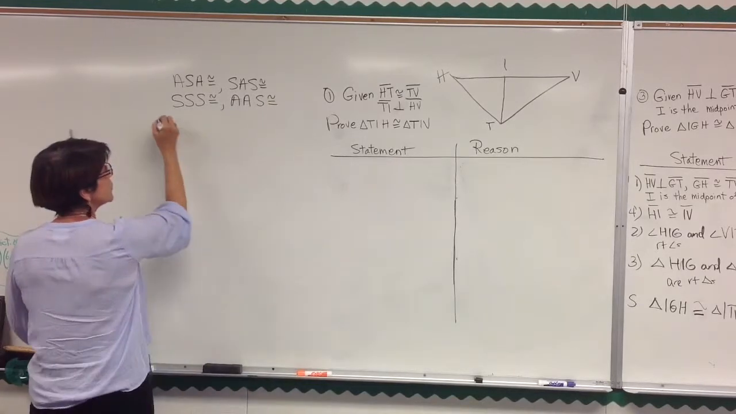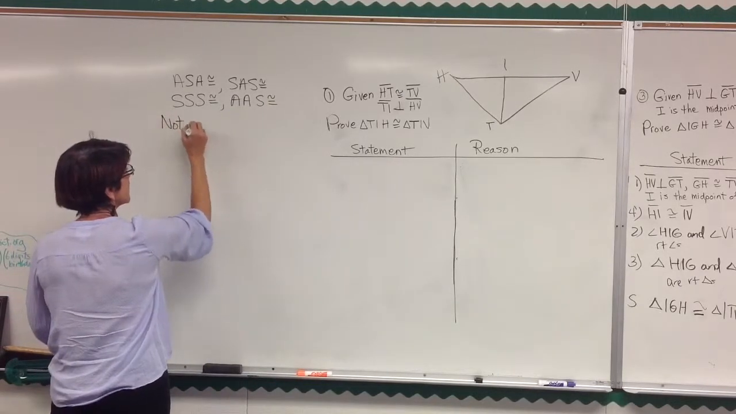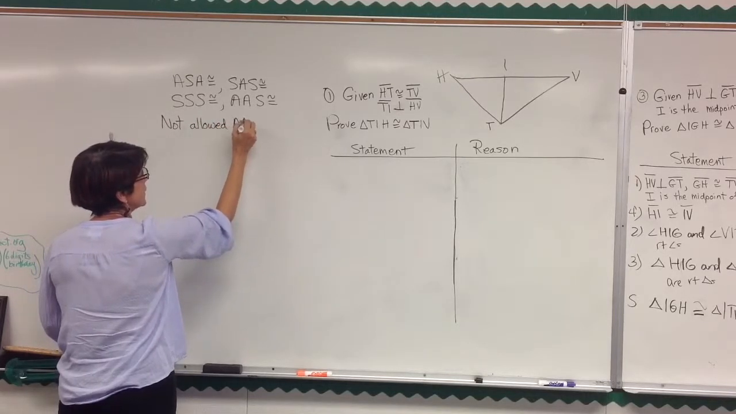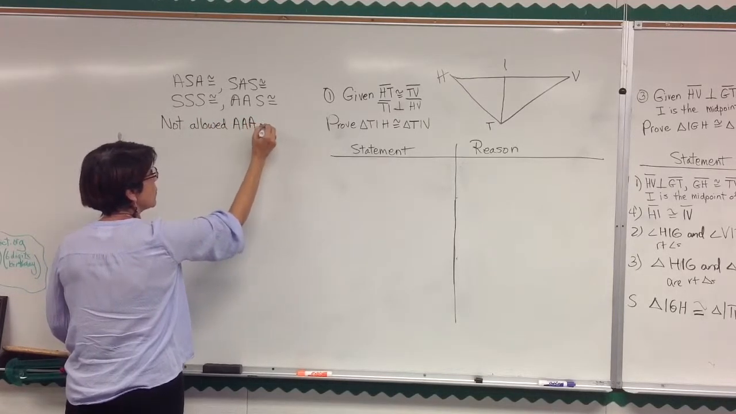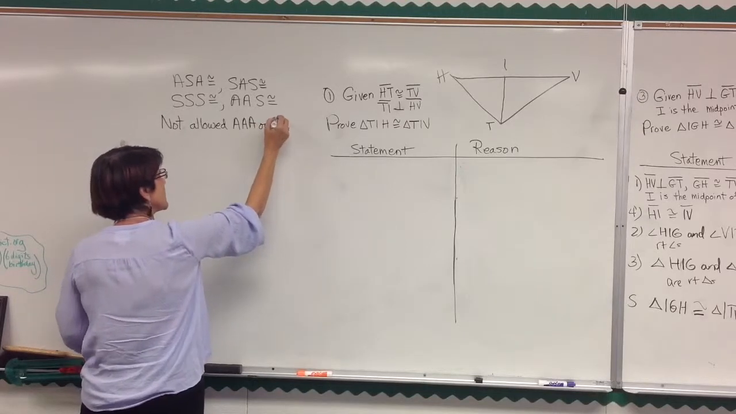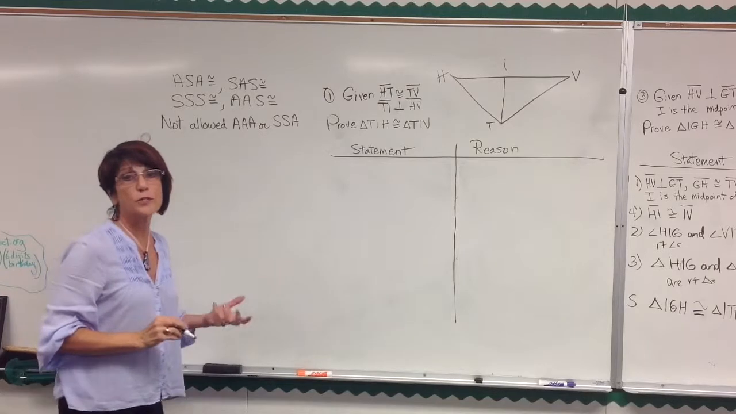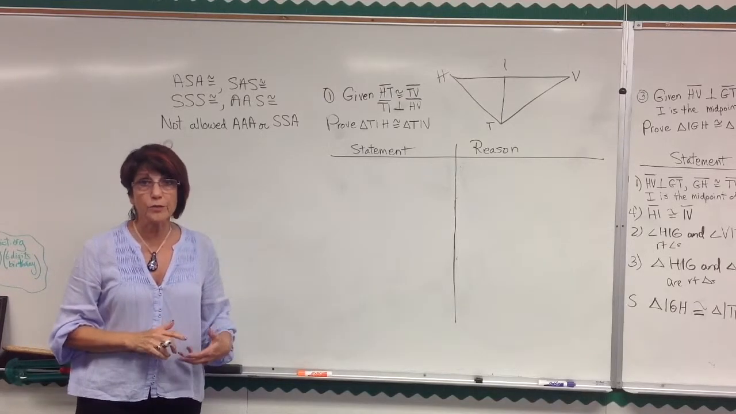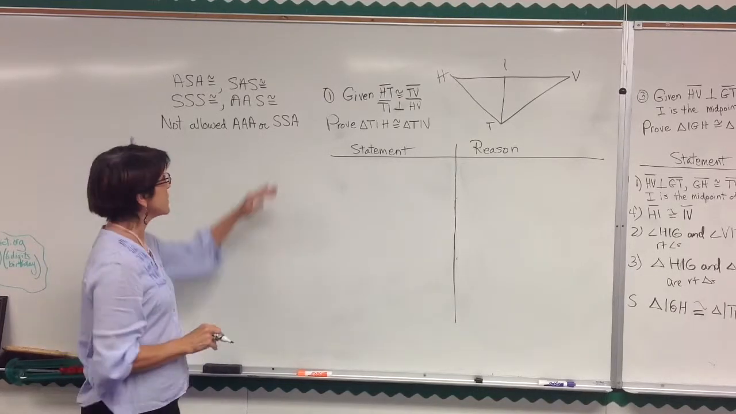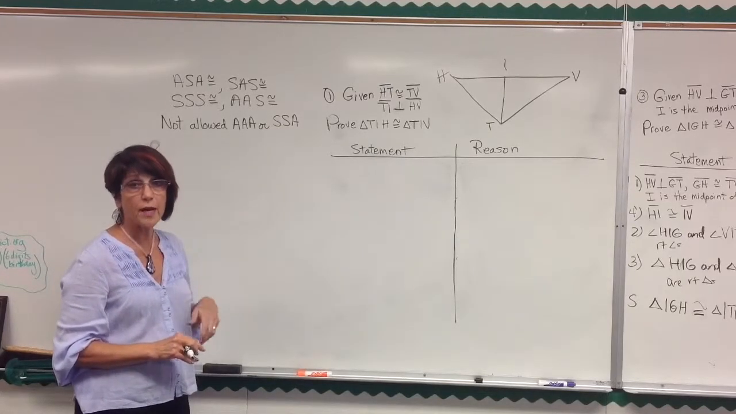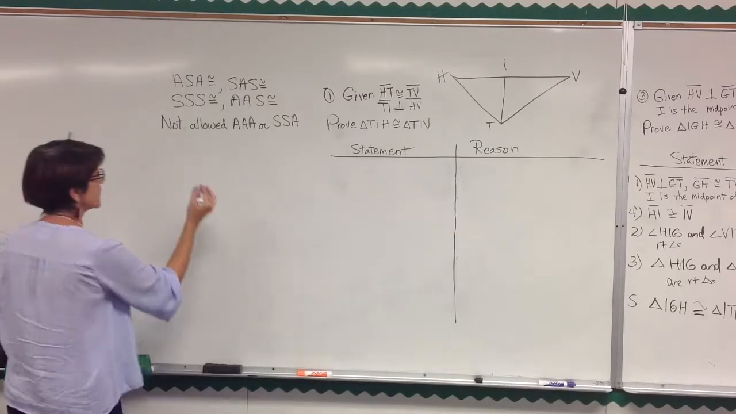And we learned that we are not allowed angle, side, or side, angle. That these do not always generate congruent triangles for us. But we do have a special case for this one, and that's a case when we have right triangles.